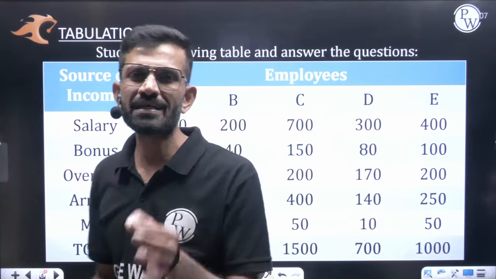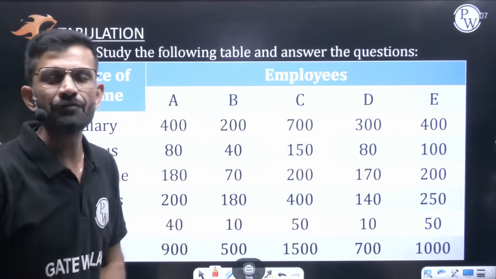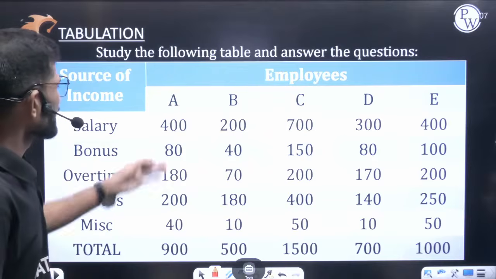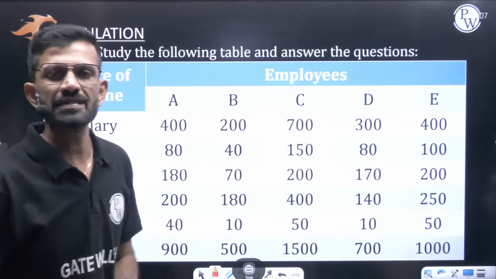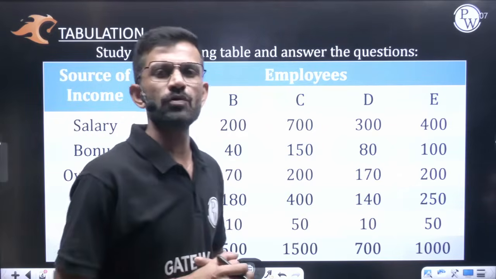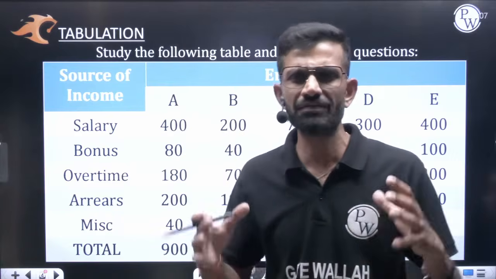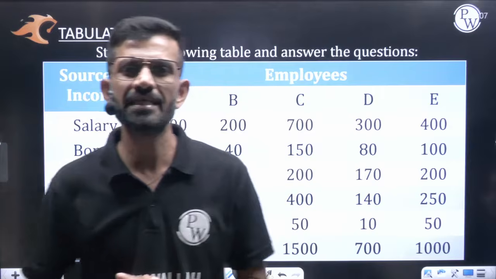Employee A, how much salary, how much bonus, how much from different entities, how much profit or benefit or income he is getting. Similarly for B, C, D, E, five employees, the different ways their income is made up. Now, important here is how they give the question. So we'll deal with the questions so that we can understand very clearly what exactly this data interpretation is.